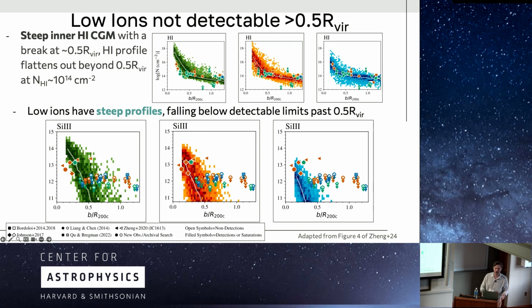Now, if we move into low ions like silicon-3, which I've picked out because it has the most detections, but it's a similar picture for all the other low ions as well, we see that these low ions have really steep profiles. Because of this, they plummet so quickly that they're below detectable limits by half a virial radius, in agreement with all these non-detections we have in the outer CGM as well.